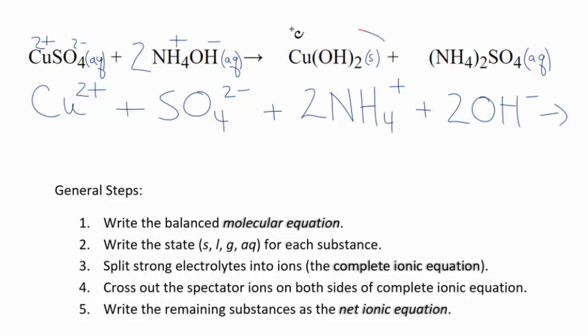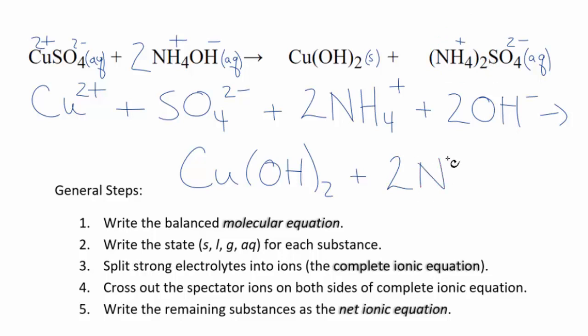For the products, we do not split solids apart, so we just keep it as Cu(OH)2. This is copper(II) hydroxide. We have ammonium, it's positive. Sulfate, we said, is 2 minus. So we have two of these ammonium ions, and then the sulfate ion. So these are the products for the complete ionic equation.